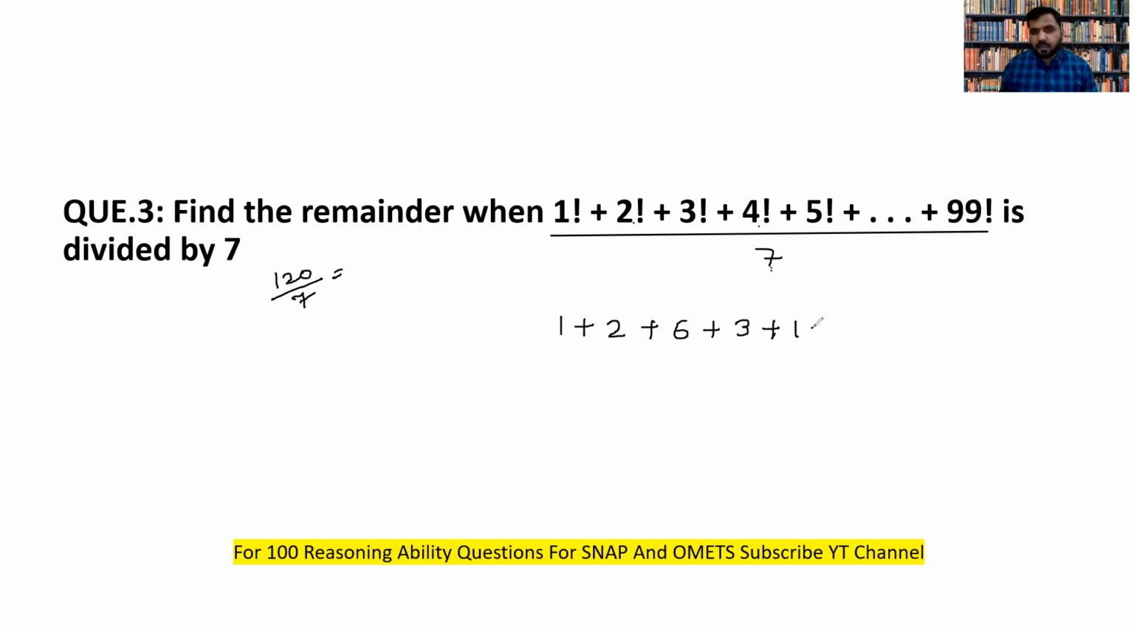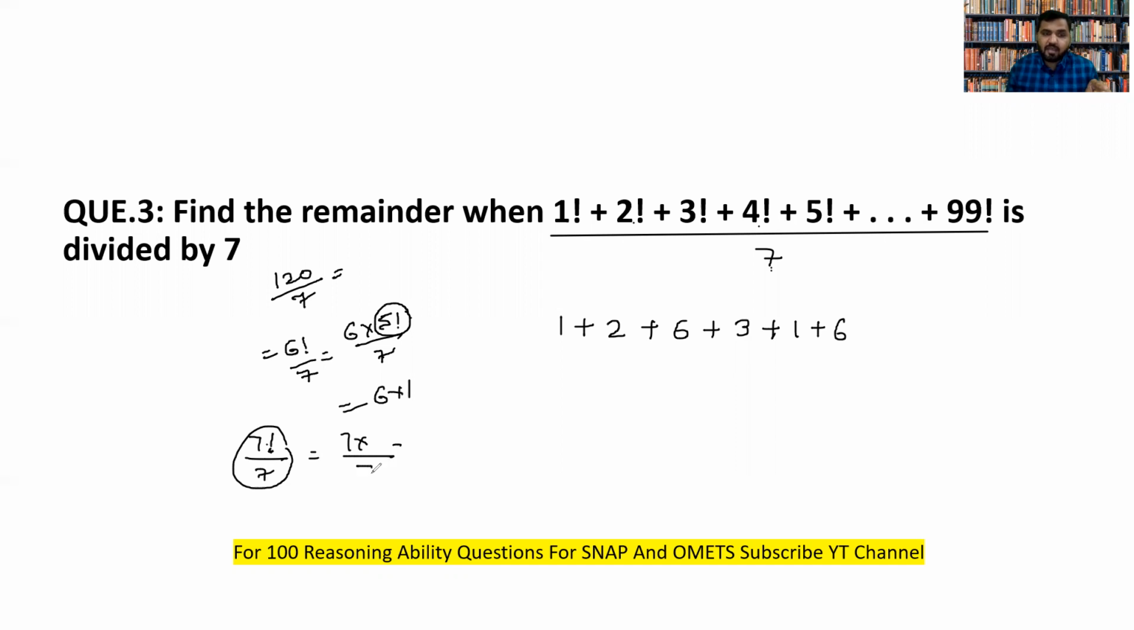120 when divided by 7 will give you the remainder of 1, right? And then you have 6 factorial, right? Now, how do you find the remainder when you divide 6 factorial by 7? You can either do it directly, or you can simply write it as 6 into 5 factorial by 7. We know that 5 factorial when divided by 7 gives a remainder of 1. So the final remainder will be 6. Now you see that the first factorial coming after 6 factorial would be 7 factorial. Now 7 factorial is a multiple of 7. It is 7 into something. When I divide this number by 7, the remainder would be 0 itself, right?